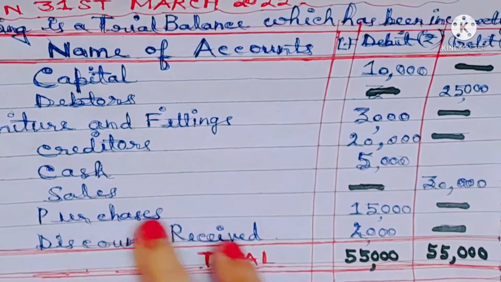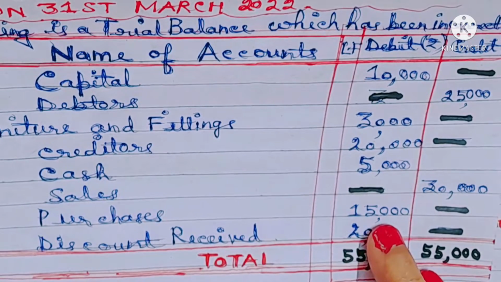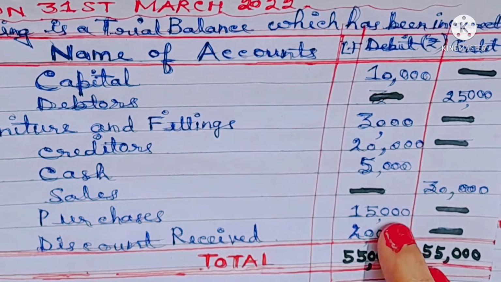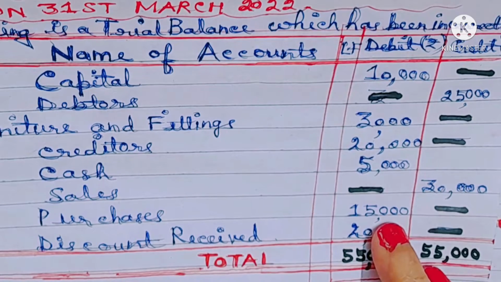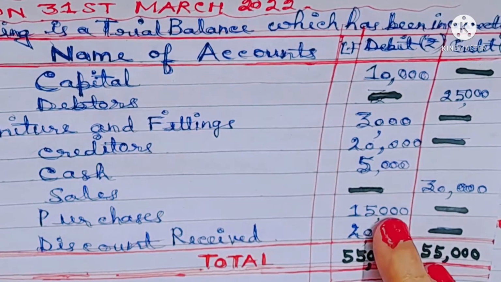The next account is purchases. Purchases has a debit balance which has been correctly written in the debit column. 15,000. But there was an adjustment. Do you remember? Furniture and fittings is 600.